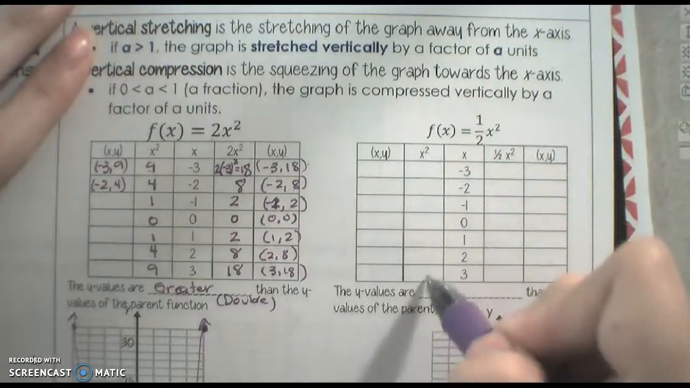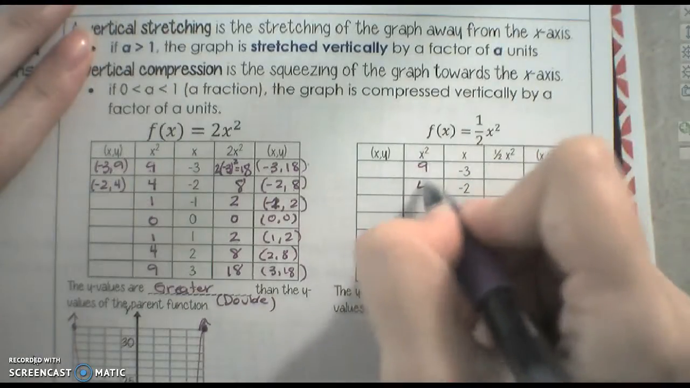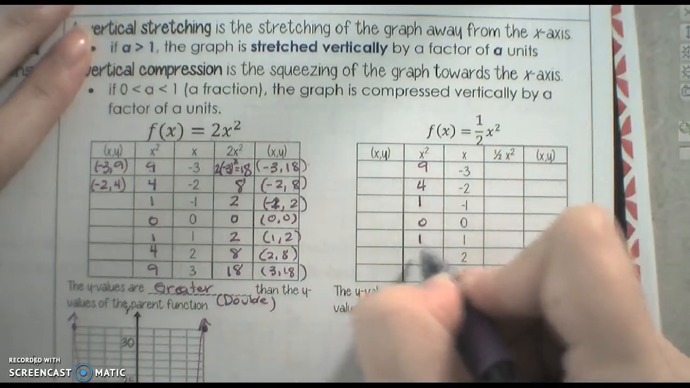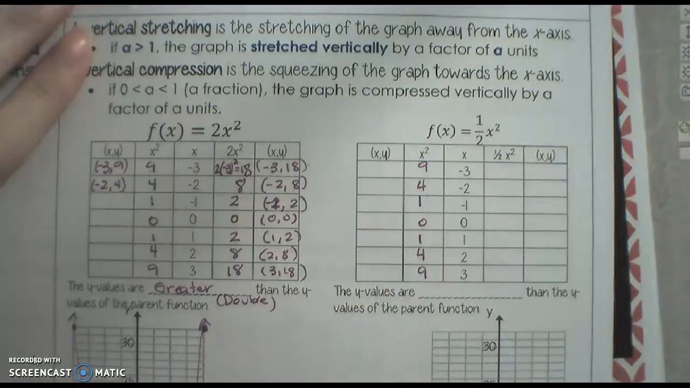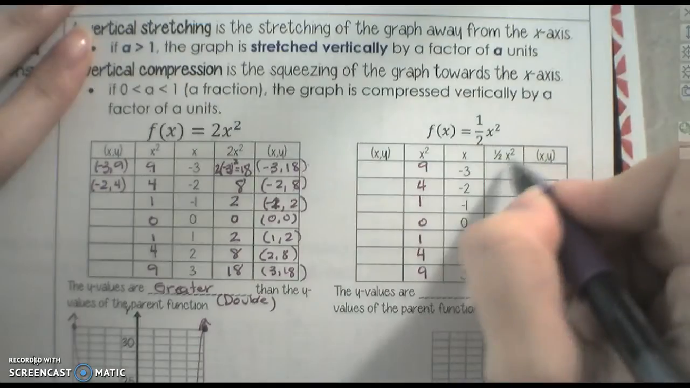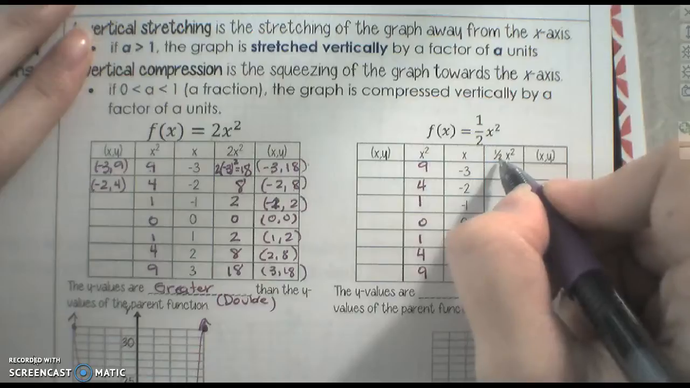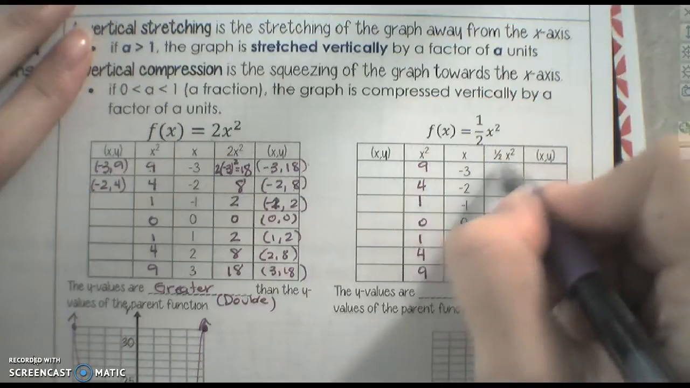So let's take a look what happens when we have a 1/2 in front. So again, this is just your parent function. We had 9, 4, 1, 0, 1, 4, 9. That's our parent function that we would originally graph. What happens when we have a 1/2 in front? Well, again, we square it first and then we cut it in half. So negative 3 squared is 9, and what's half of 9?